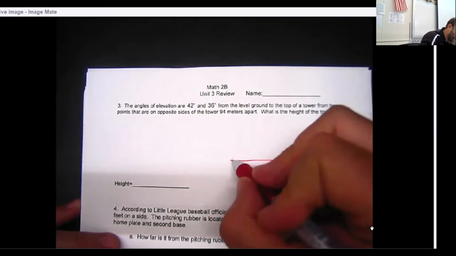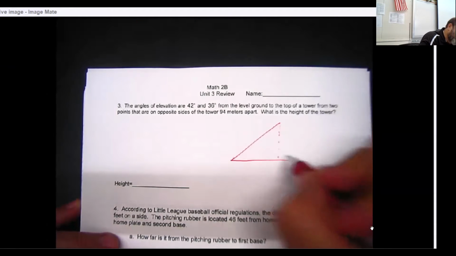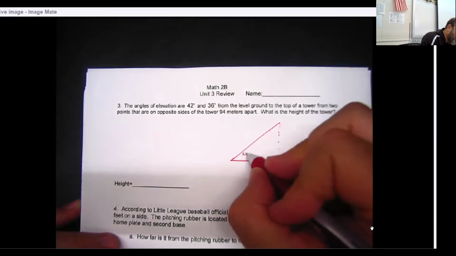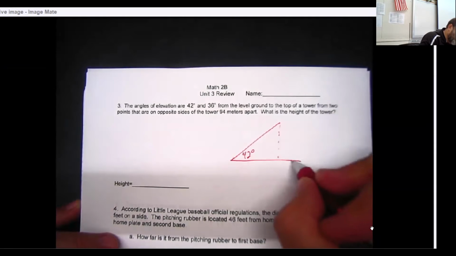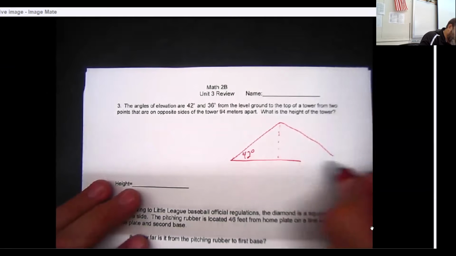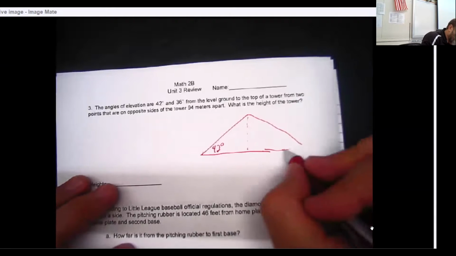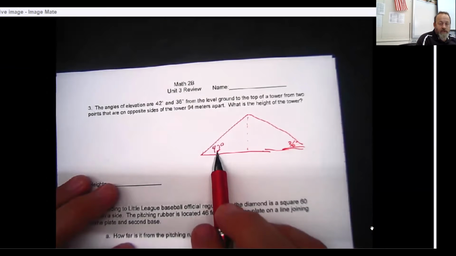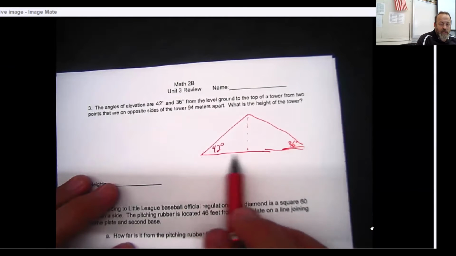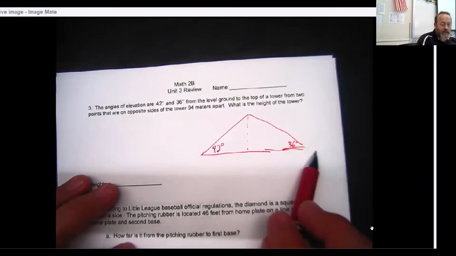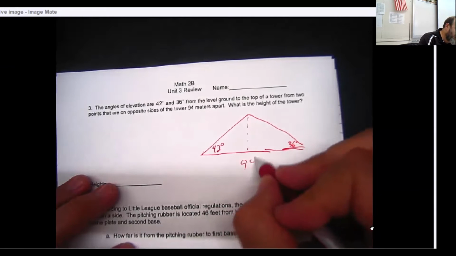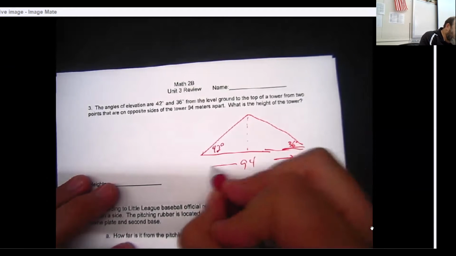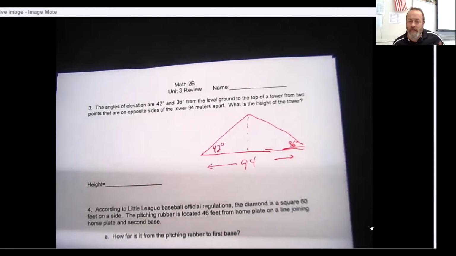So what we have is some tower in here. And the angle of elevation on one of them is 42, and the angle of elevation on the other one is 36. Now, there is sort of an implication there that since this angle is a little steeper, that means this side is a little closer to the tower than that side, although we don't know by how much. And it says the two observers are separated by a distance of 94 feet.